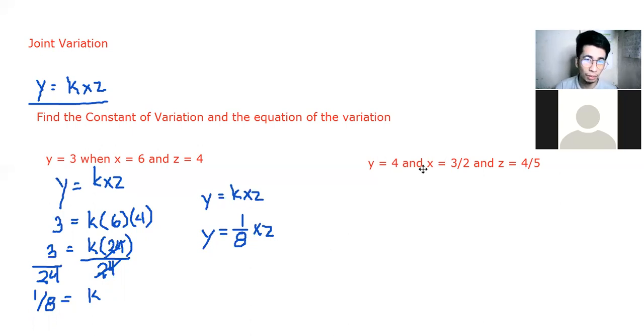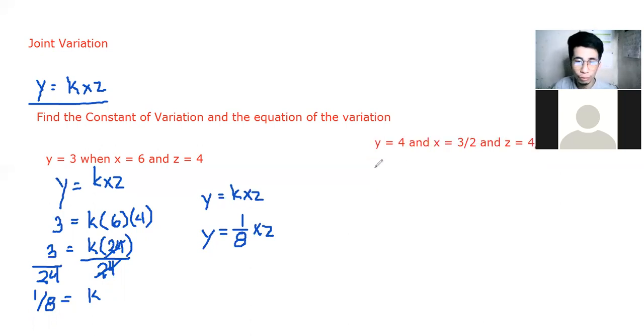So, punta tayo dito sa pangalawa. Kasi itong pangalawa para maganda. So, sulat lang natin ang ating formula. Y varies jointly as X and C. Then, ang value ng Y natin is 4. Equals natin sa K. Then, ang value ng X natin is 3 over 2. Then, multiply din natin kay 4 over 5.